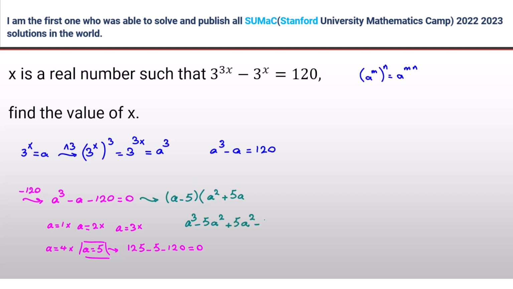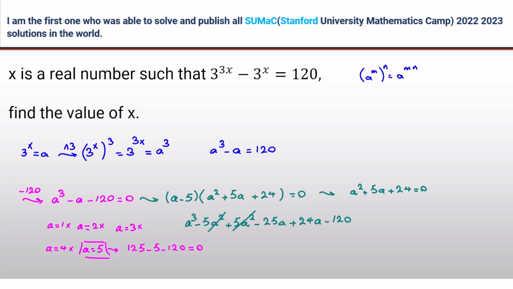5a squared, 5a squared minus 25a. Now we need negative a. So here we have negative 25a, so we need 24a to reach negative a. So if you place plus 24, now we have plus 24a minus 120. Okay, this is equal to 0. So for this one, a is 5. We found this. Now we should check this: a squared plus 5a plus 24.